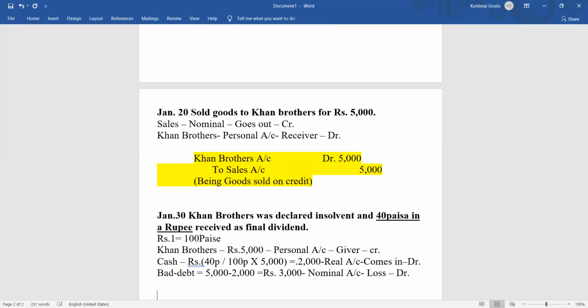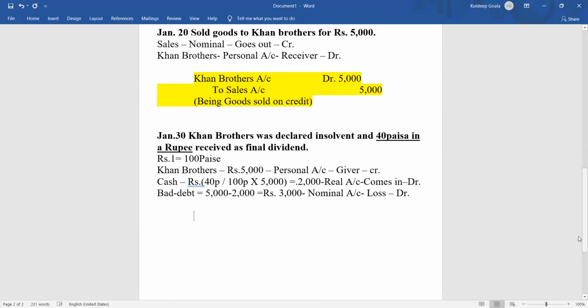Okay, now let's come to the narration and journal entry. Now we know how to place it in a journal entry. First of all, we'll write down the debit items, then we'll go for the credit items. The debit item first is cash account, right? So cash account debit. How much is the cash account here? 2,000, right? Then the bad debt is 3,000, right? So bad debt account debit, 3,000 rupees.